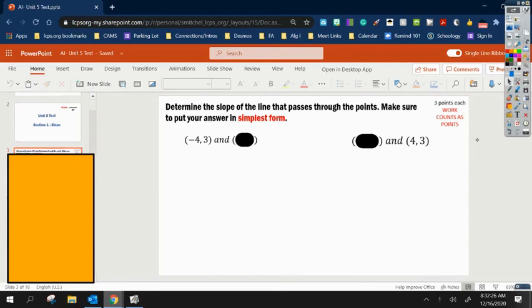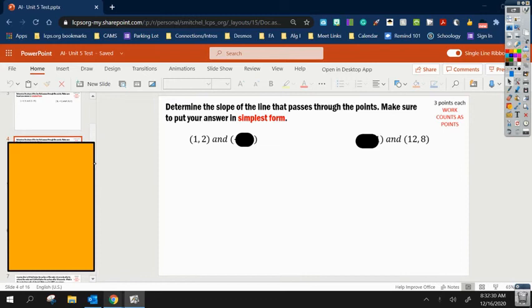The next question, same idea. It's going to give you 2 values. Find the slope, find the slope. It says write your answer in simplest form, which of course would mean that you need to write your answer as a fraction and not as a decimal.